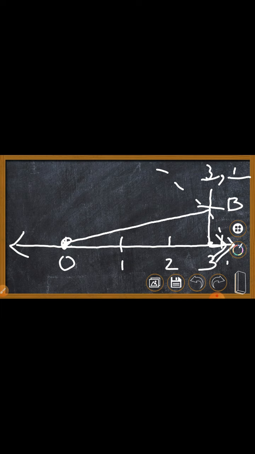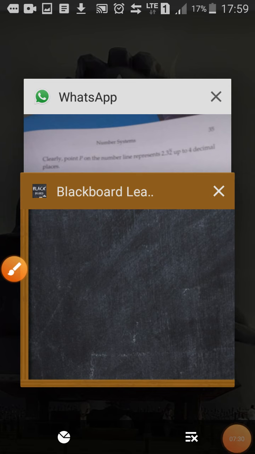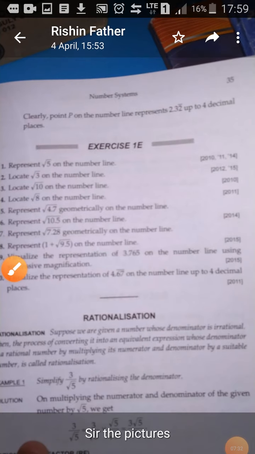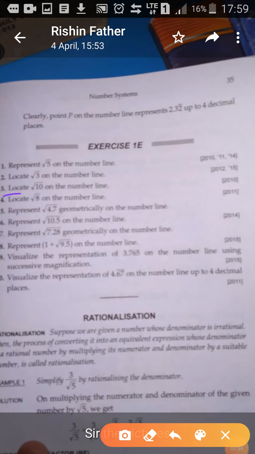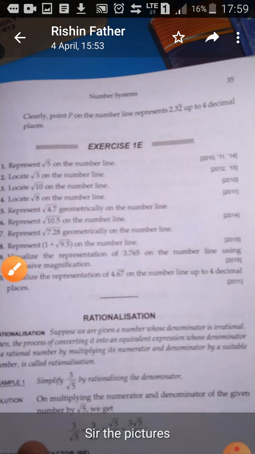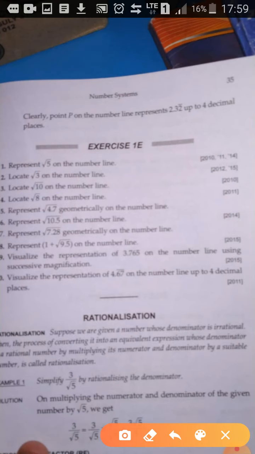So now we will move on to the next sum. Oh, this root 10, it was already there. This root 10 was there only. So now we will move on to sum number 2.